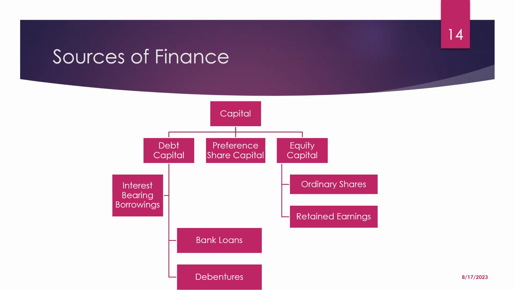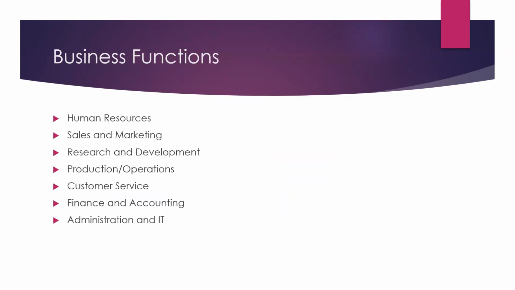And on the other hand, we discussed the debt capital, and all the debt capital has interest bearing borrowing. Debt capital are known as the interest bearing borrowings, and mainly in every firm we can see that bank loans, debentures, leasings, and overdrafts are known as the debt capital. All right. So that is the end of the first part. Next we will discuss the business functions.